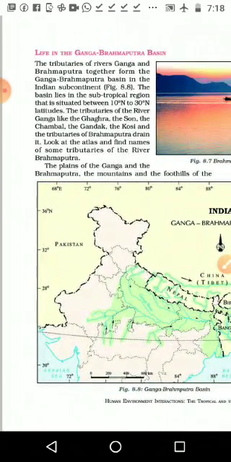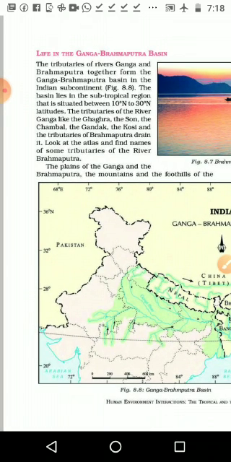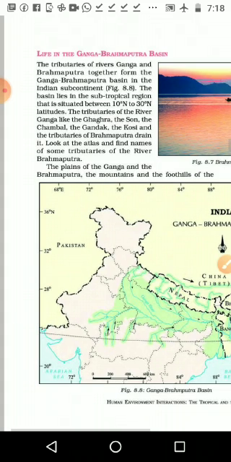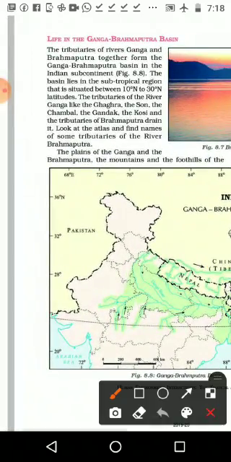The basin lies in the subtropical region that is situated between 10 degree north to 30 degree north. What we have seen for the Amazon river was 10 degree north to 10 degree south. Here, 10 degree north to 30 degree north means the subtropical region. It is this area, it is known as the subtropical region. Again, look at the picture.